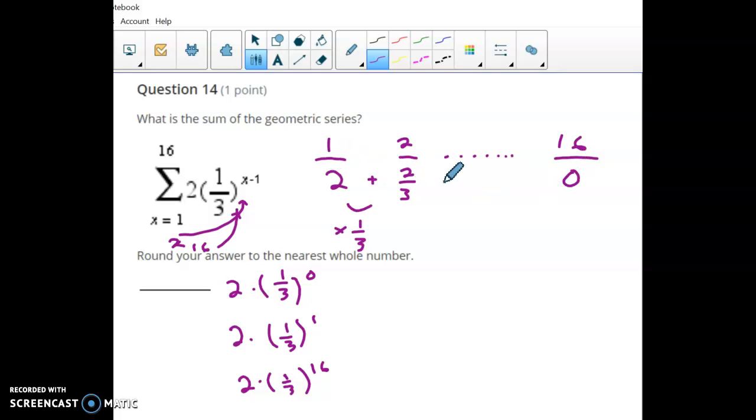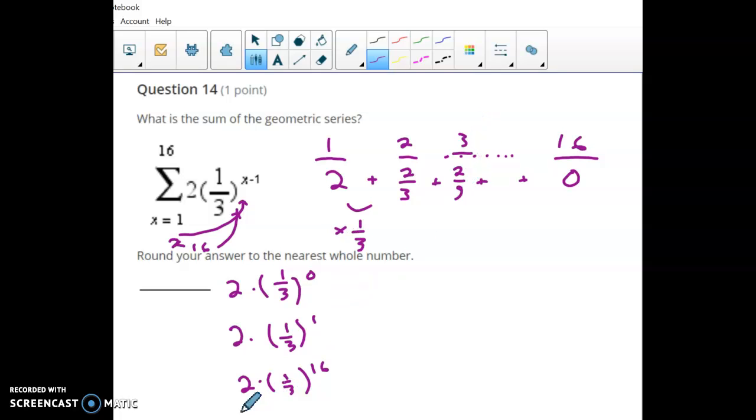So we have to add all these up, right? We can even get a guess here. I'm going to guess the sum is going to be right around 3, because these terms get smaller pretty fast. The next one would be, I think, 2/9, so it's getting pretty small pretty fast.